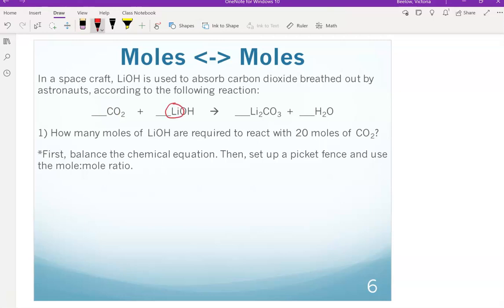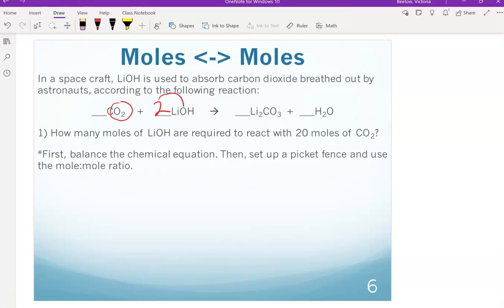So I'm going to look at lithium. There's one lithium here and there's two here. So that's not the same. So in order to make them the same, I'm going to put a 2 in the front here. However, when I do that, that 2 is also getting applied to the oxygen and that hydrogen. So this is now saying there's 2 oxygens here and there's 2 oxygens here. So that's the total of 4 oxygens on the left-hand side.